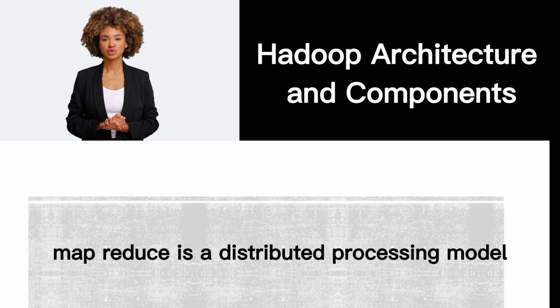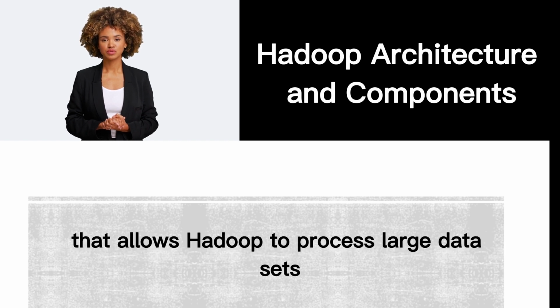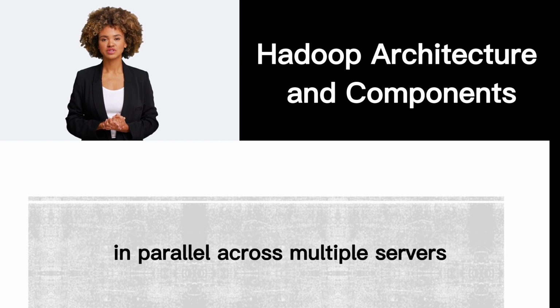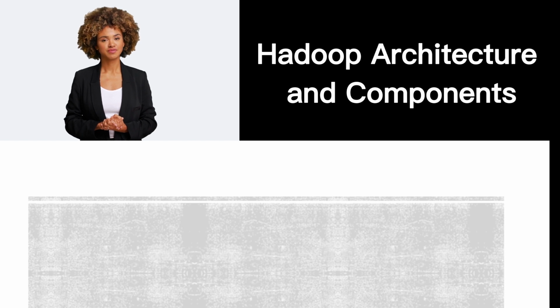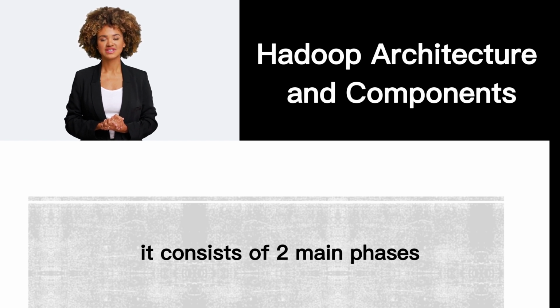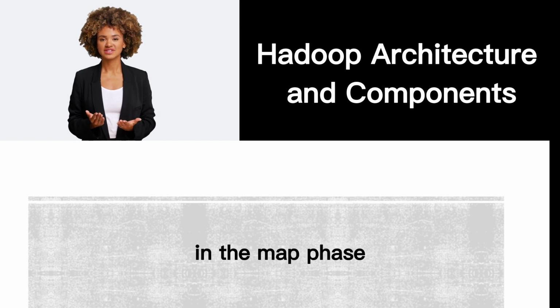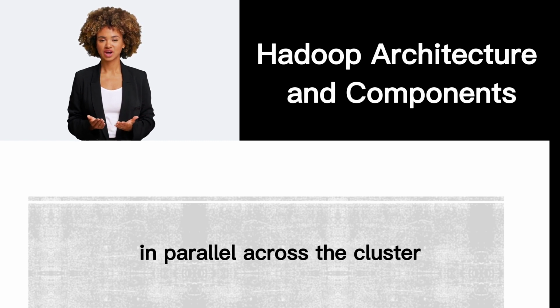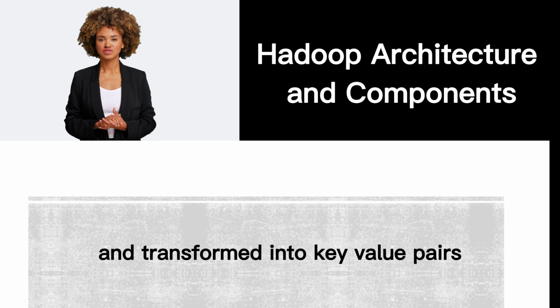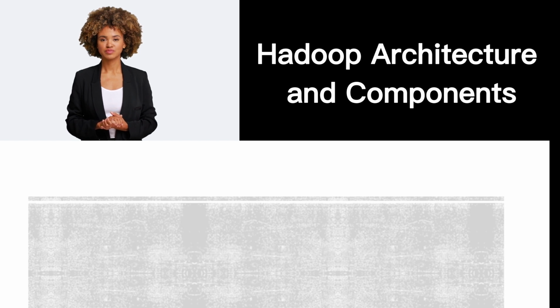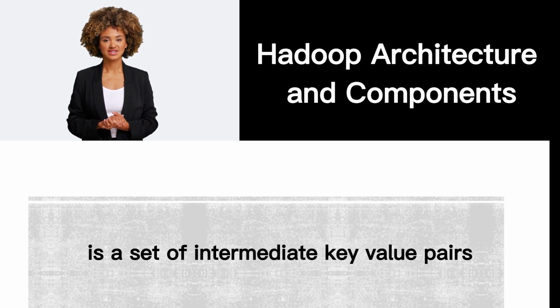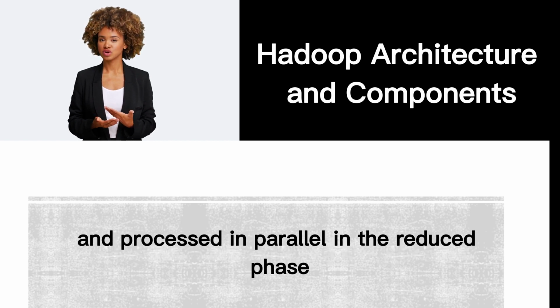MapReduce is a distributed processing model that allows Hadoop to process large datasets in parallel across multiple servers. It consists of two main phases, map phase and reduce phase. In the map phase, the input data is processed in parallel across the cluster and transformed into key-value pairs. The output of the map phase is a set of intermediate key-value pairs, which are then grouped by key and processed in parallel in the reduce phase.